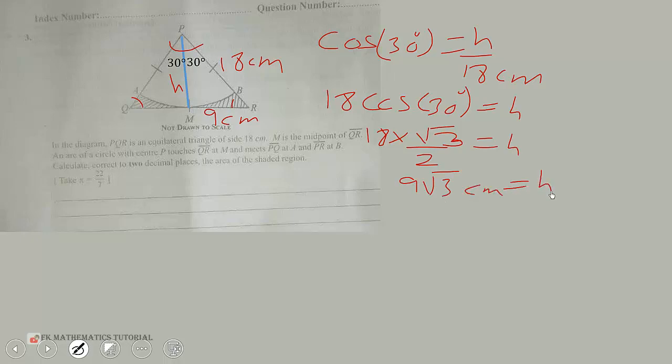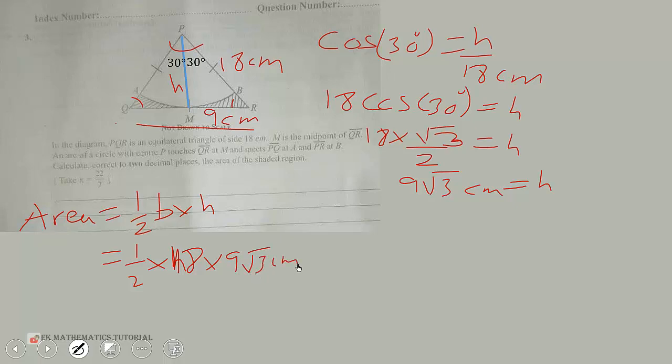That is the height. So if the height is 9 root 3 centimeters, then the area of the equilateral triangle is given by area equal half base times height. The base is 18, so half of 18 times height, which is 9 root 3 centimeters squared. Half of 18 is 9. 9 times 9 is 81 root 3 centimeters squared for the equilateral triangle.